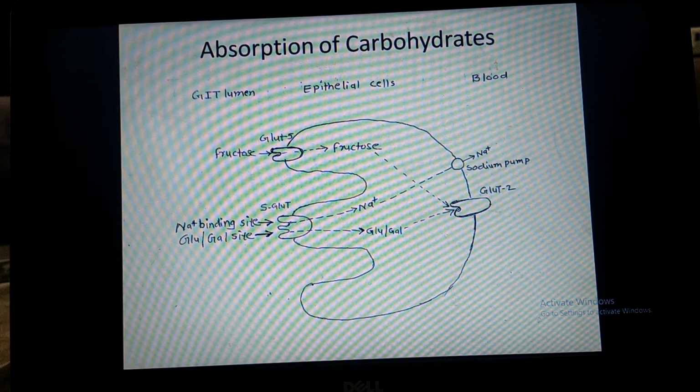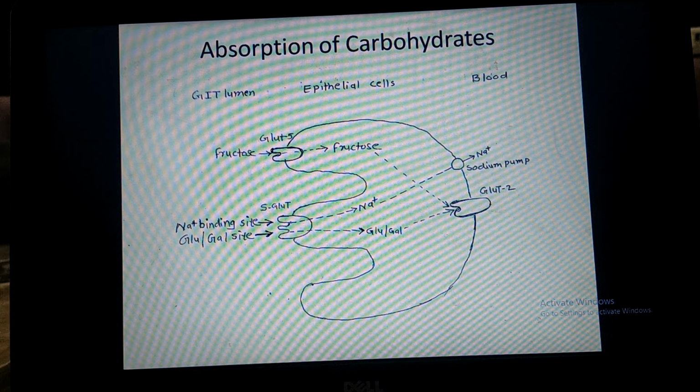When the glucose or galactose is released into the epithelial cell, sodium is also released inside the epithelial cell, but sodium is an extracellular ion. It is pumped outside the epithelial cell by the sodium pump on the other side of the epithelial cell. To pump this sodium ion from the epithelial cell to outside, this sodium pump utilizes 1 ATP. So 1 ATP molecule is used at this stage.